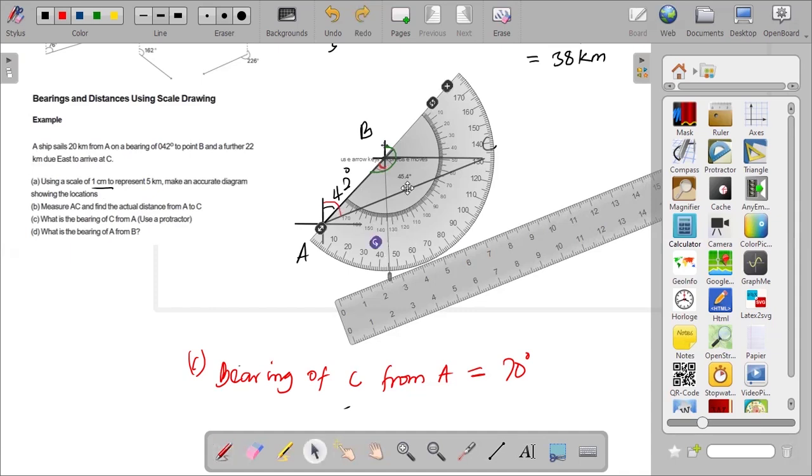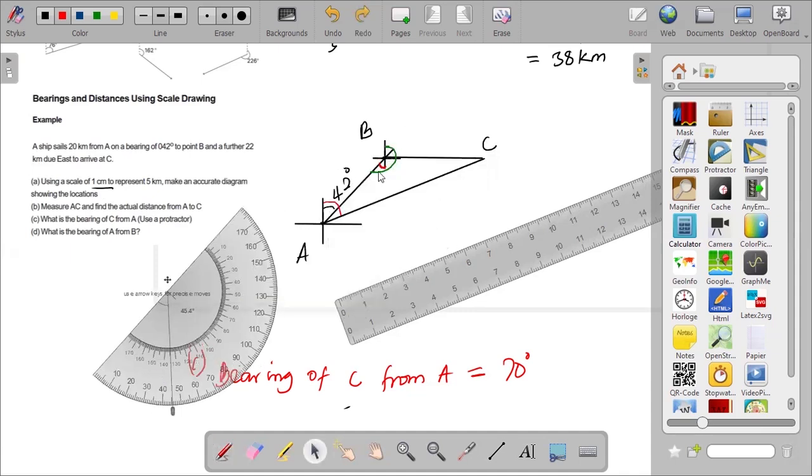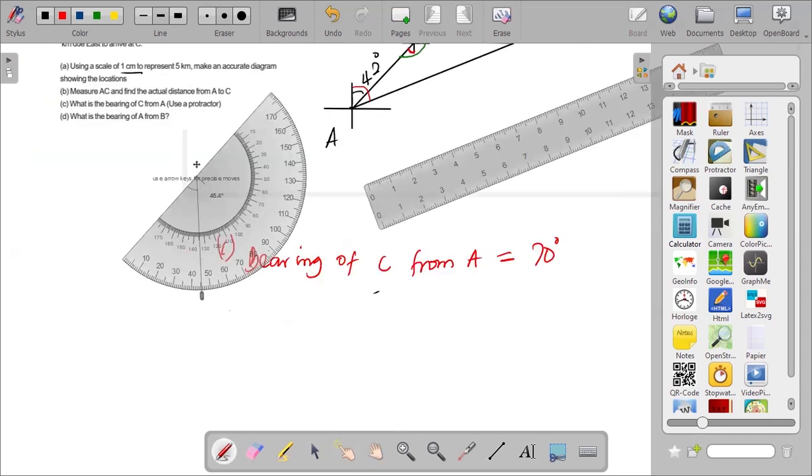45 degree added to this 90 here, this 90 here, and this 90 here. 90 plus 90 is 180. Then 180 plus 45 is 225. So the bearing of A from B is 225. That is question D. Bearing of A from B is equal to 225.